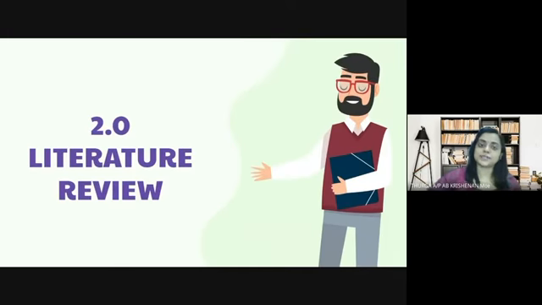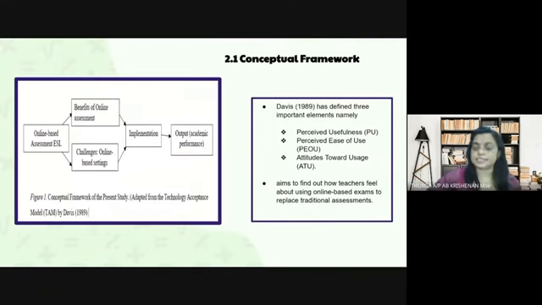Now, let us look at the literature review 2.1, the conceptual framework. This is the conceptual framework which was adopted from the Technology Acceptance Model by Davis 1989, and this model was revised to cater to our conceptual paper. Davis 1989 defined three important elements, namely perceived usefulness, perceived ease of use, and attitude towards usage. This model aims to find out how teachers feel about using online-based exams to replace traditional assessment.